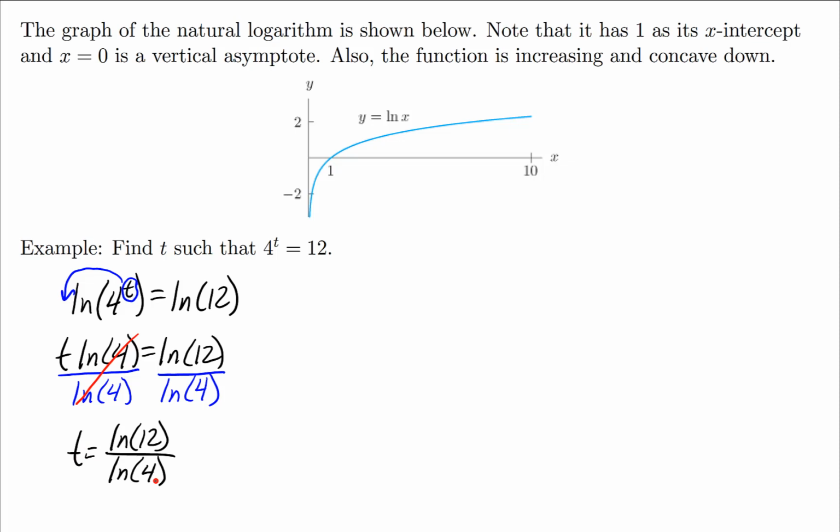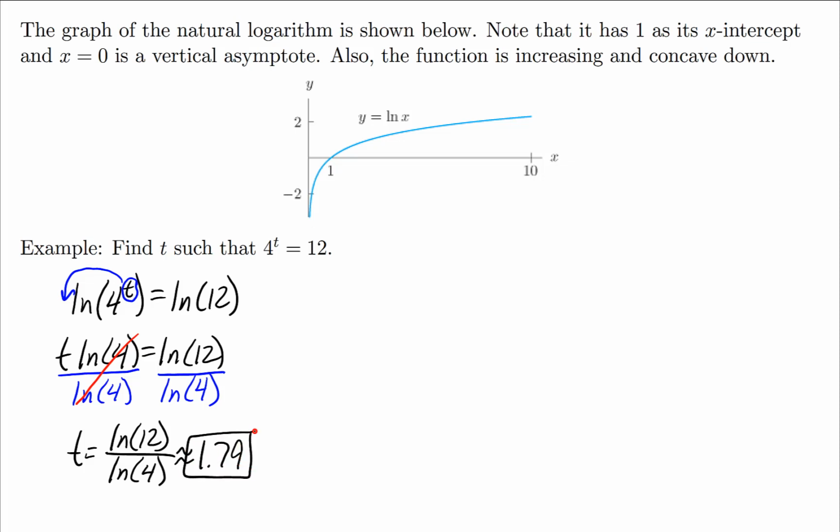I get t is equal to the natural log of 12 divided by the natural log of 4, which, by the way, does not have anything to do with the natural log of 3 or any other sort of simplification you could make here. However, I will approximate this to about 1.79.